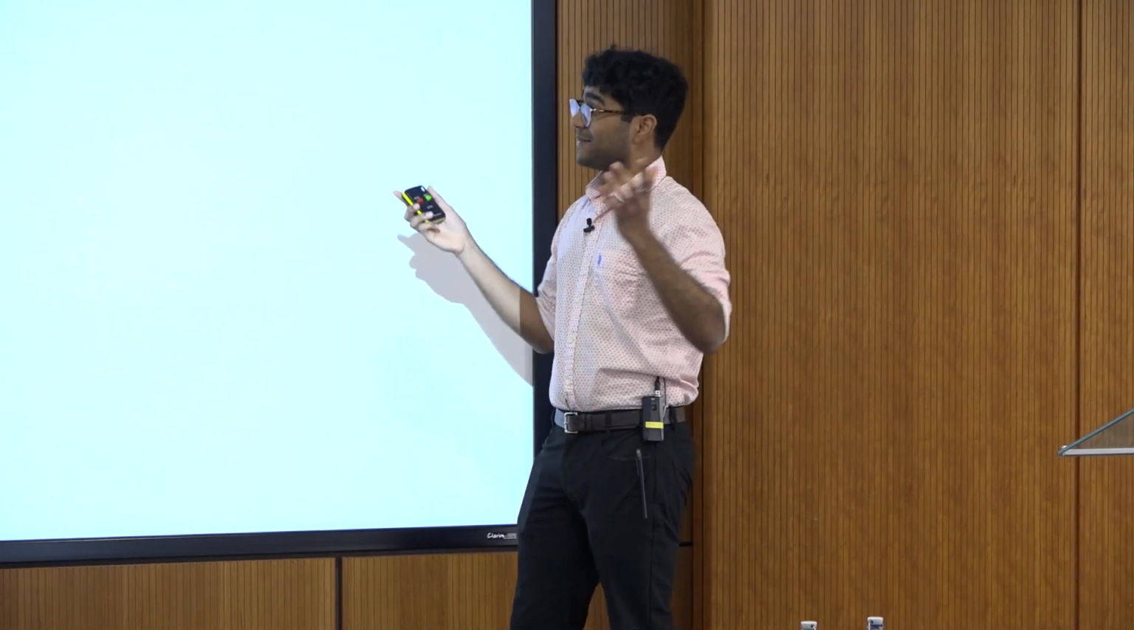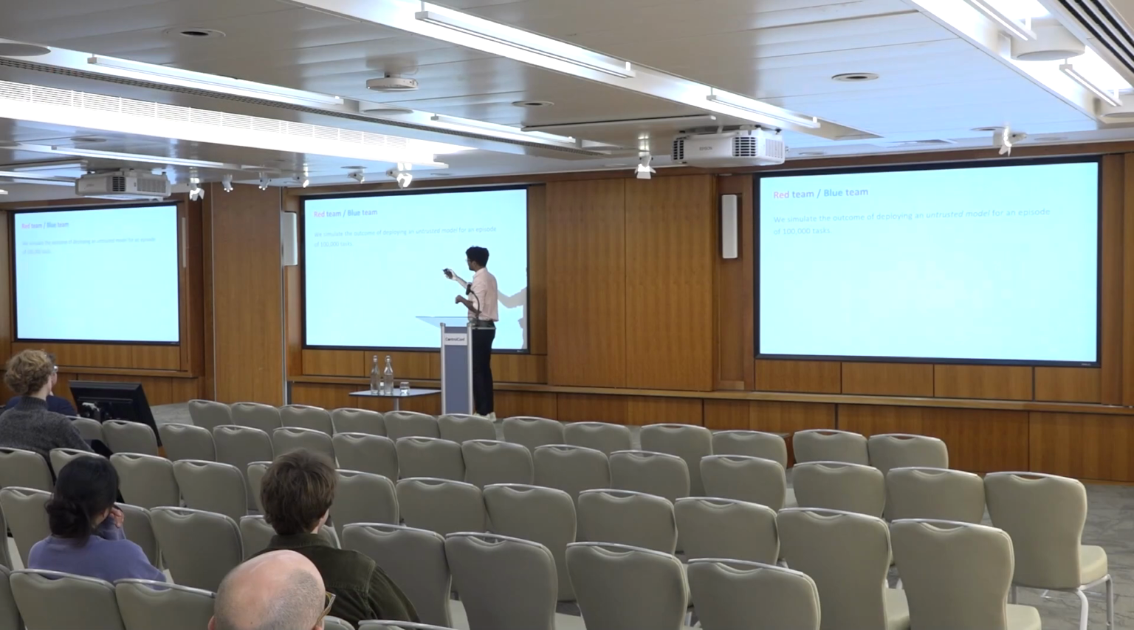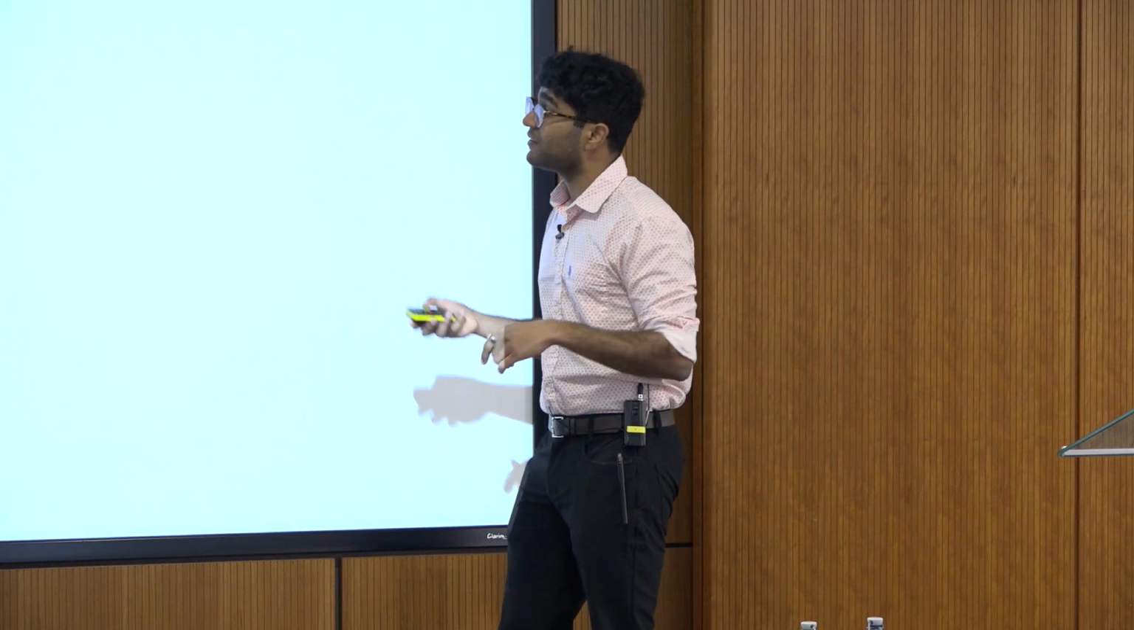What are the control dynamics then? Well, the basic idea is we're trying to adversarially test how safe our techniques are. So we have a red team and a blue team. The blue team is building these safety techniques. The red team is kind of stress testing them. We simulate the outcome of deploying this untrusted model across 100,000 tasks. We of course don't have 100,000 tasks. We do a bunch of mathematical upsampling, some simulations and stuff.